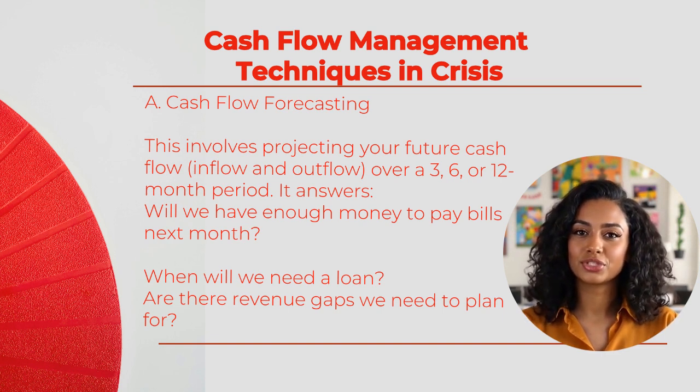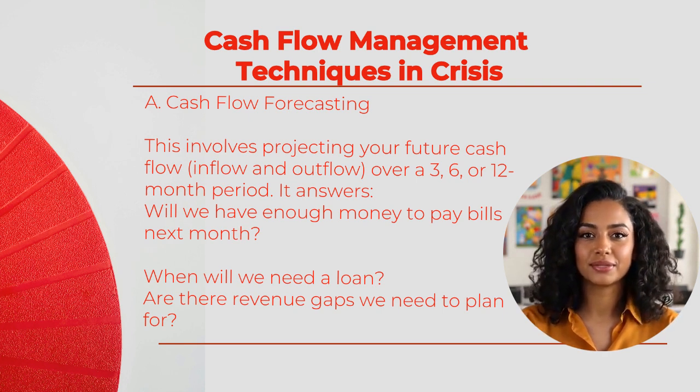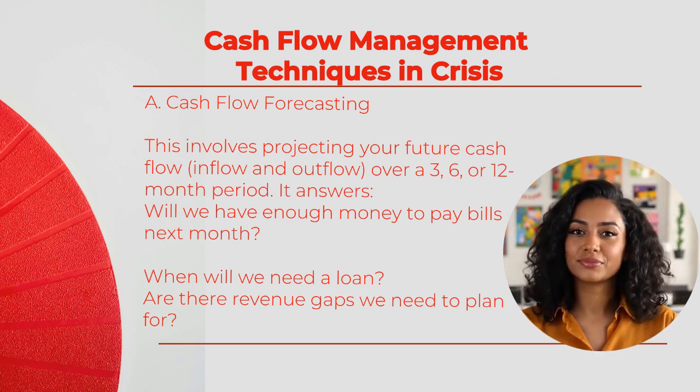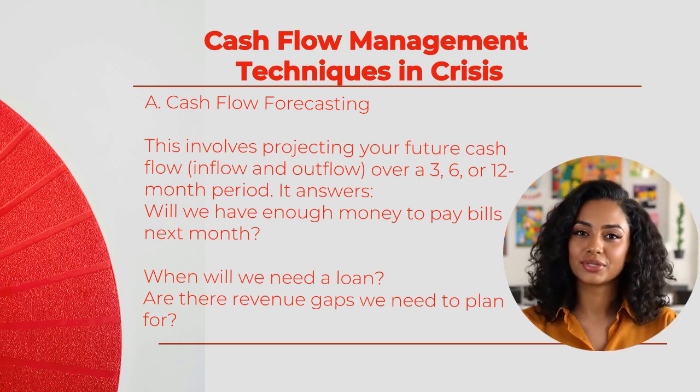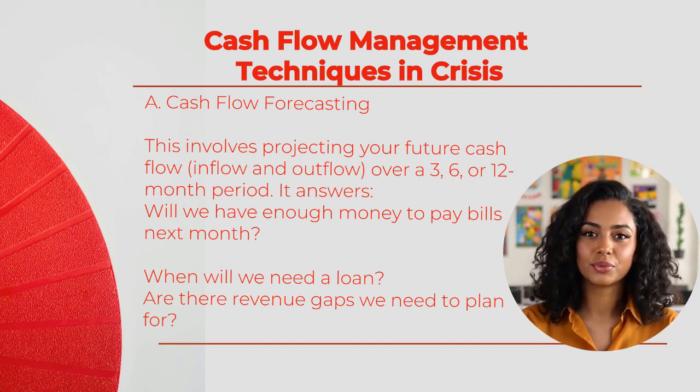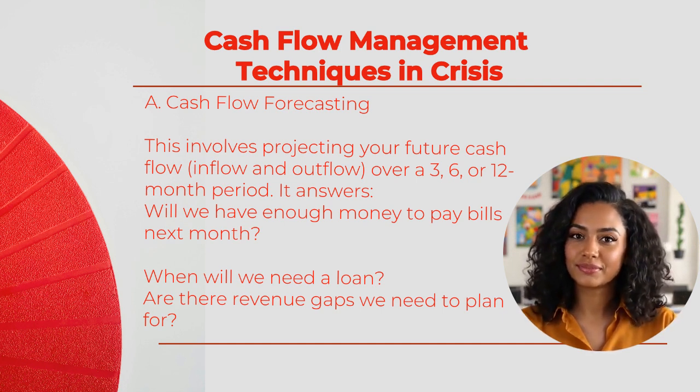D. Lean operational models. Adopt lean startup principles. Use only essential tools and staff. Outsource instead of full-time hire. Go digital to cut office utility costs. Shift from fixed to variable costs, for example, remote teams versus office rent.